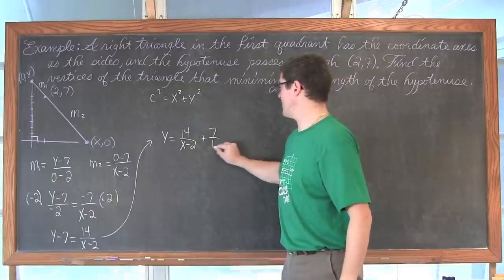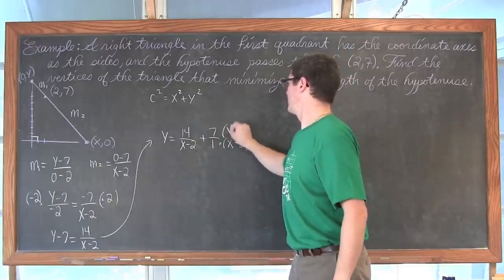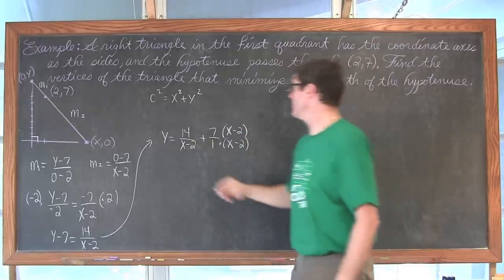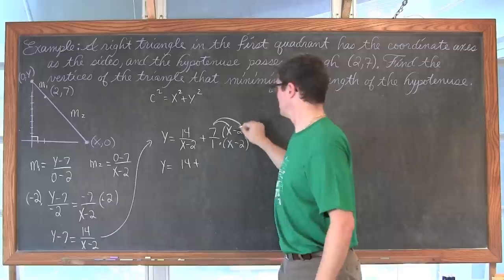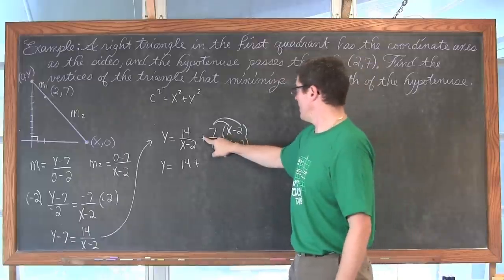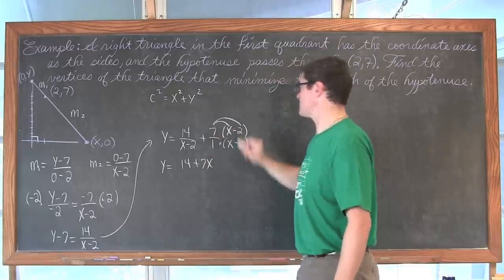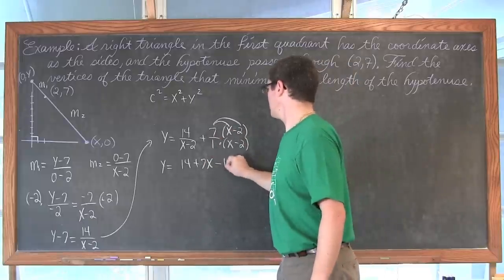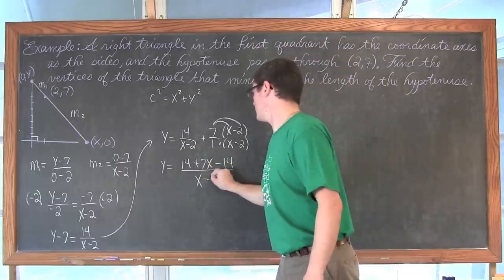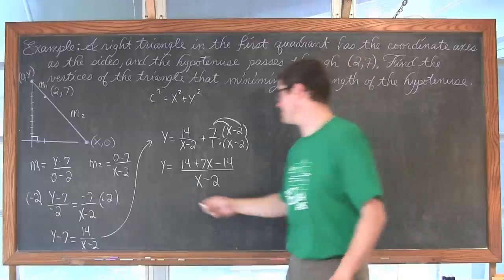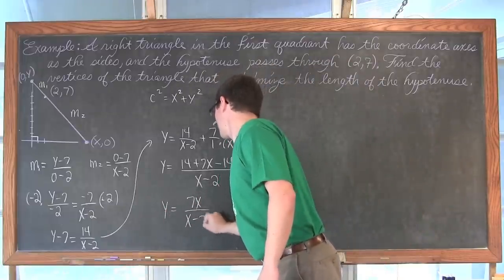So I'm going to go ahead and find a common denominator by multiplying the numerator and denominator by x minus 2. That's going to be y is equal to 14 plus, just get this all together at once, 7 times x is a positive 7x, and positive 7 times negative 2 is negative 14. Over our common denominator of x minus 2. And that means that y is equal to 7x over x minus 2.